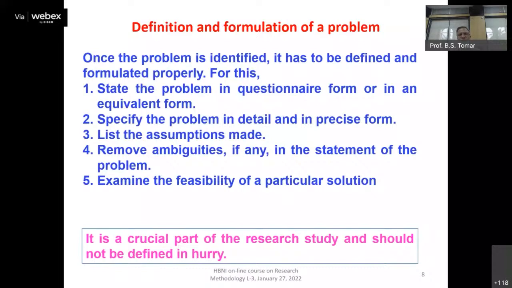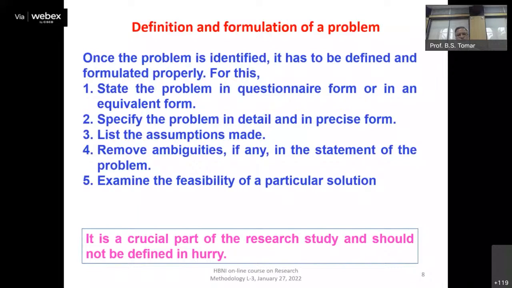Specify the problem in detail and in precise form. Whatever assumptions you are making, you list them. If there are any ambiguities in your assumptions or the idea that you have, remove them. And then examine the feasibility of a particular solution. What are the possible scenarios that you may come across?